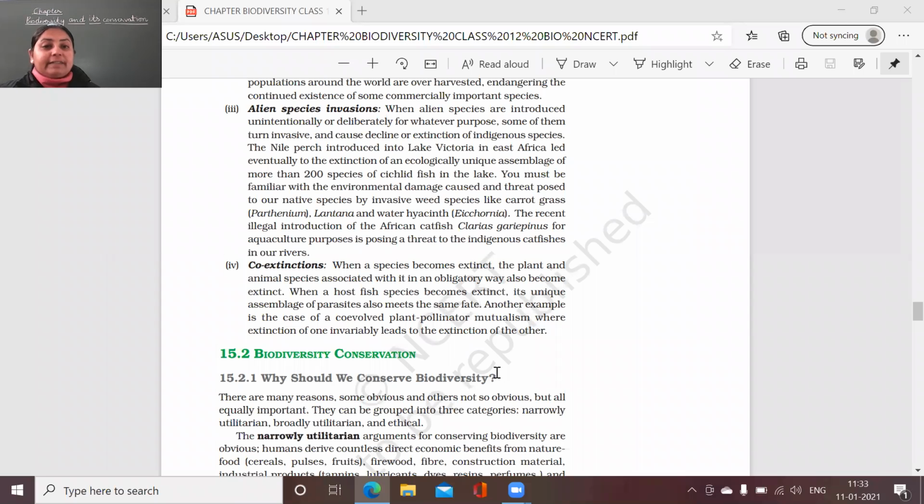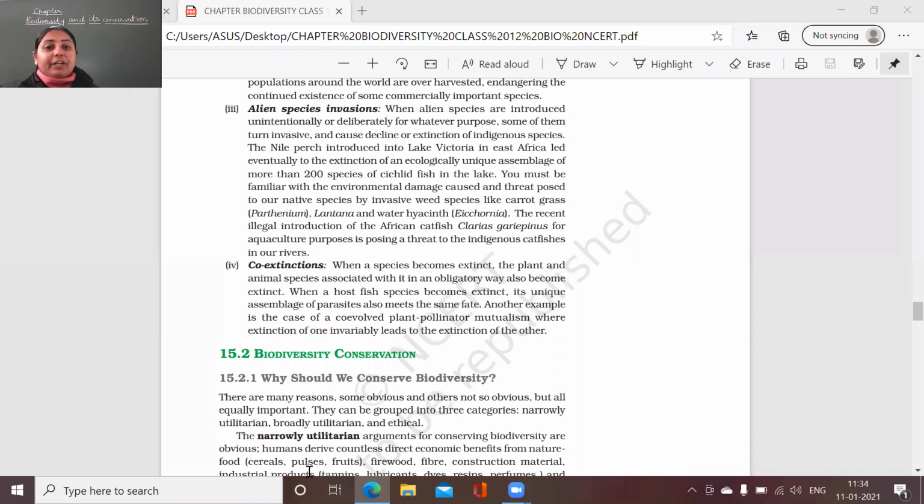ठीक है, one of the other examples that you can give here is the plant pollinator mutualism. There is a mutual association between plants and their pollinators. ठीक है, these pollinators may be the insects of various varieties such as bees, bumblebees, beetles.